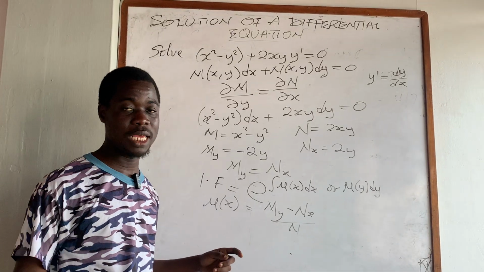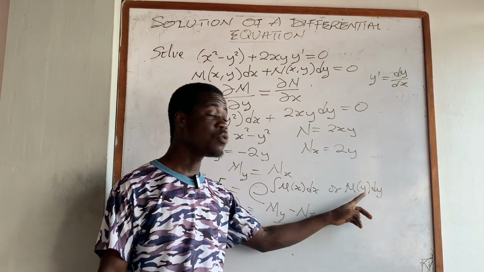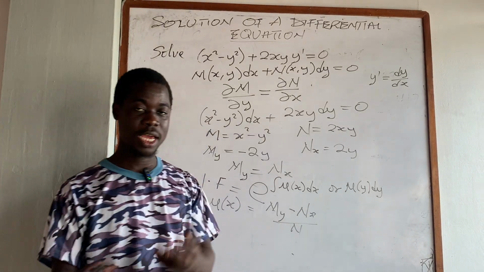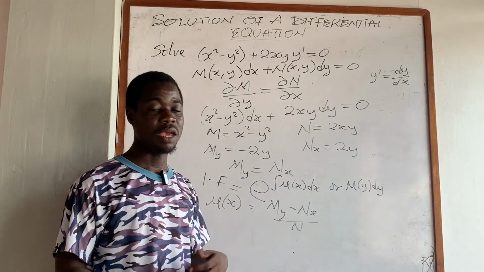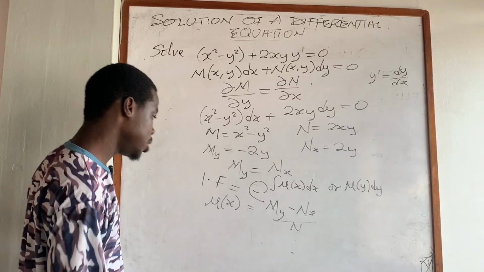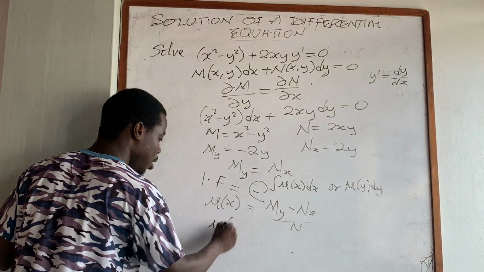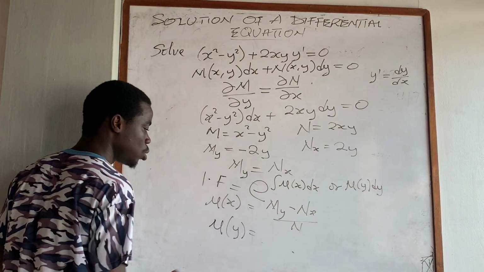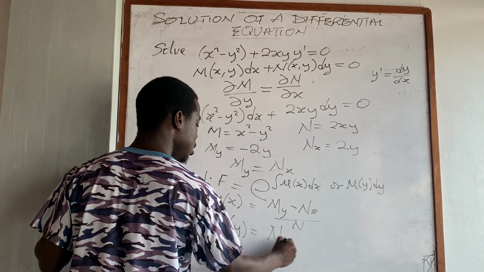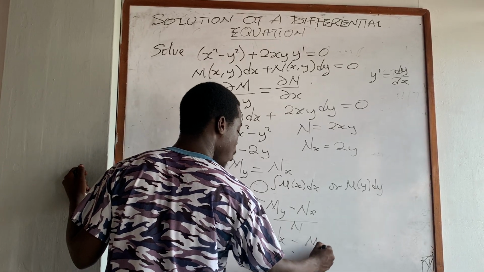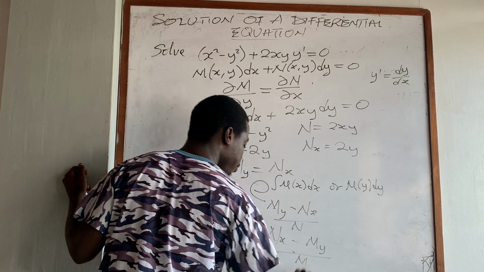That means you need to use the other one. So that is why I'm having mu of y, which means I need to try the other one, which will give me a function in terms of y only. So in this case, I will also try this formula. Mu of y is equal to nx minus my all over m.